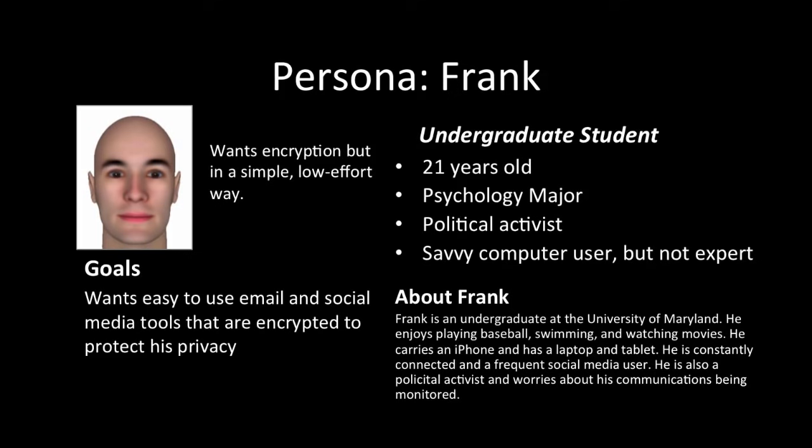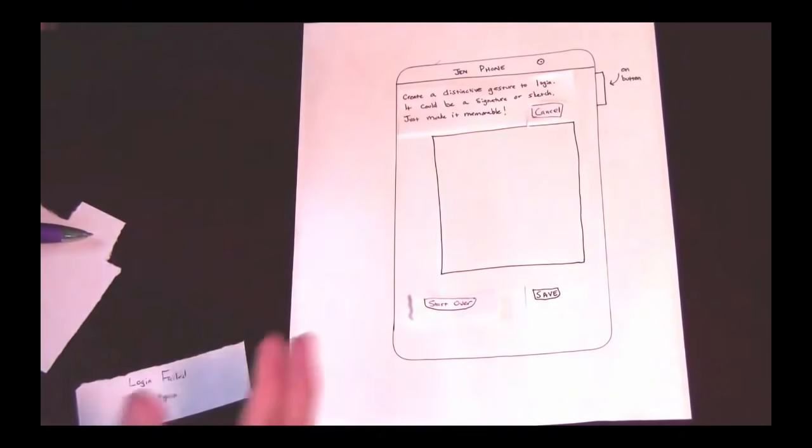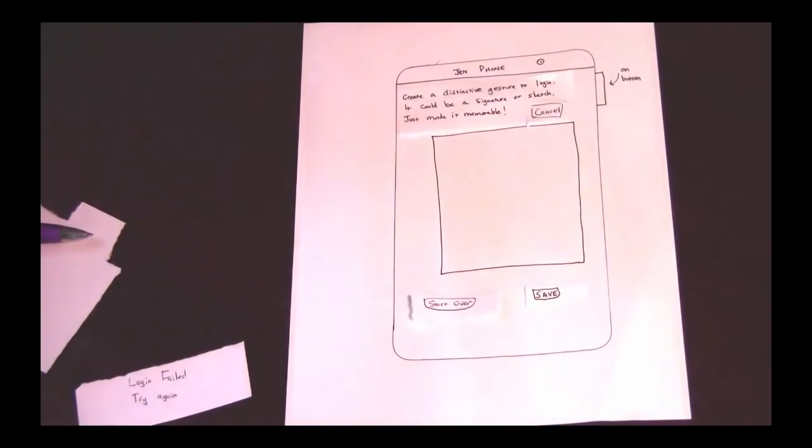Now, even though his goals are for encryption, we can still use his background as one that will be useful to understand our login system. So finally, let's do a persona analysis. We have our revamped screen to create an initial login, and we're going to see how well this would work for Frank. So he's an undergraduate student, he's a psychology major, political activist, and he's a savvy computer user but not an expert. Would he know how to do this?